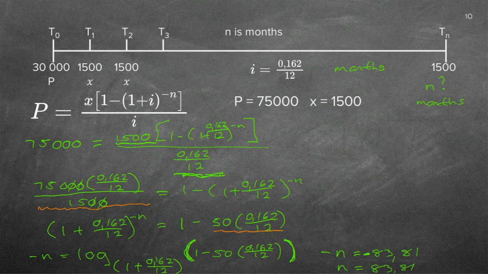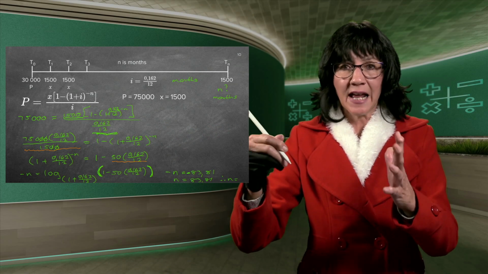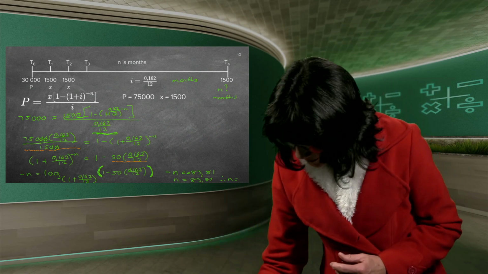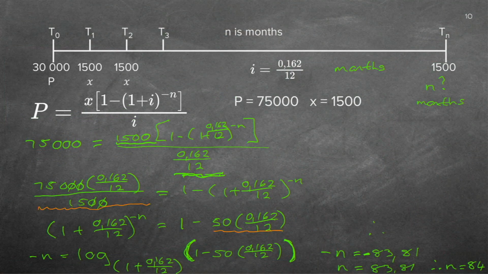Now remember, it's all months, so I need to round it. I don't want to say round it up or down because it's always into the next month. Even if it was just 83.1, I need to go into the next month. So it's 84 months, and guess what? That means n is 7 years. So I will need 7 years in order to pay back this loan. Good. And that is how you find n.